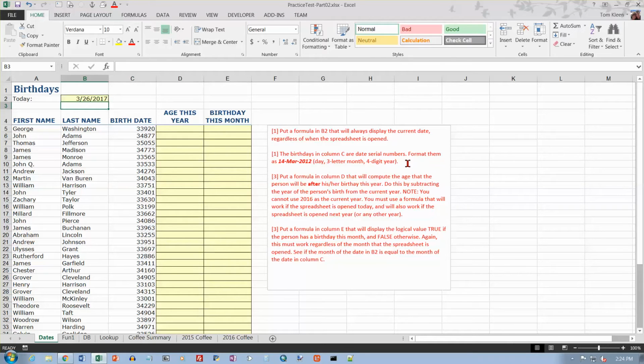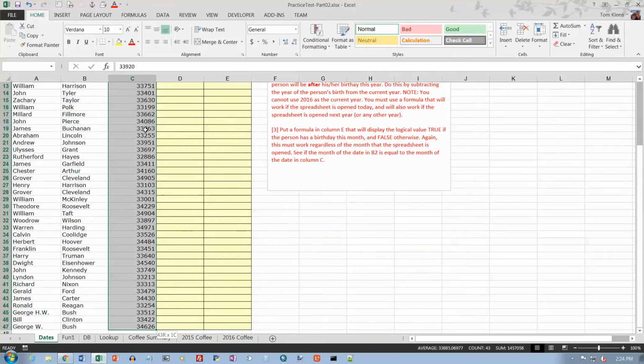And the birthdays in column C are date serial numbers. Format them as 14 March 2012. So the day, a 3-letter month, and a 4-digit year is what we're looking for. So first we need to select them all. And then we've got a couple of choices for doing this.